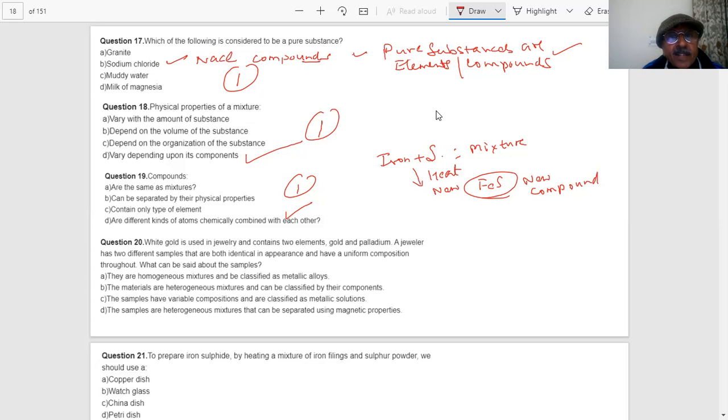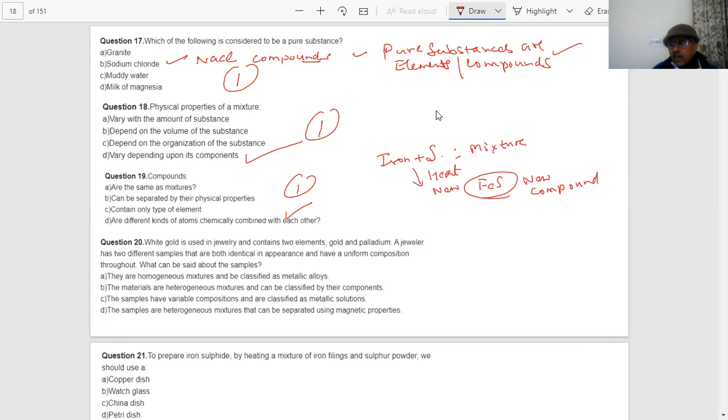1 mark for that. White gold is used in jewelry, contains two elements, gold and palladium. A jeweler has two different samples that are both identical in appearance and have a uniform composition throughout. What can be said about the samples, students? A: they are homogeneous mixtures and can be classified as metallic alloys. B: the materials are heterogeneous. C: the samples have variable composition. D: the samples are heterogeneous mixtures. Which is the correct choice?